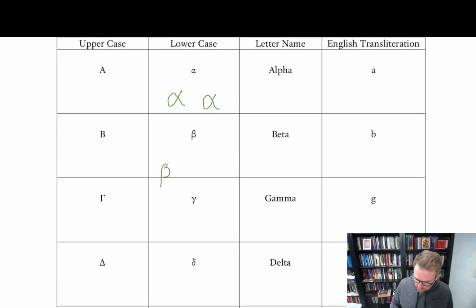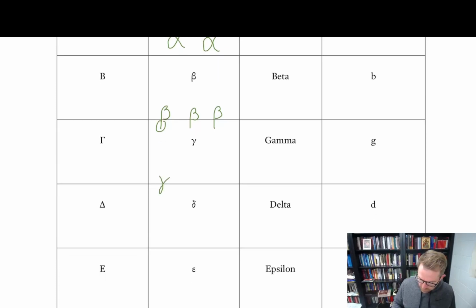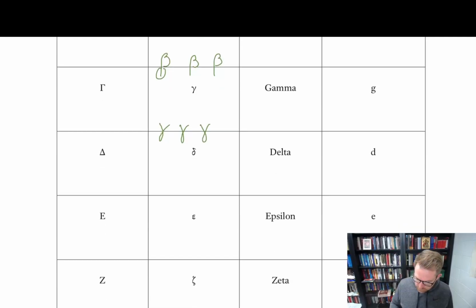It's got this little extra line here at the bottom that comes from below the line. So you have this beta, that's your B sound, b, b, b. Gamma, it's almost like a Y in terms of how you write it. Gamma, gamma. Delta, the D sound, delta.